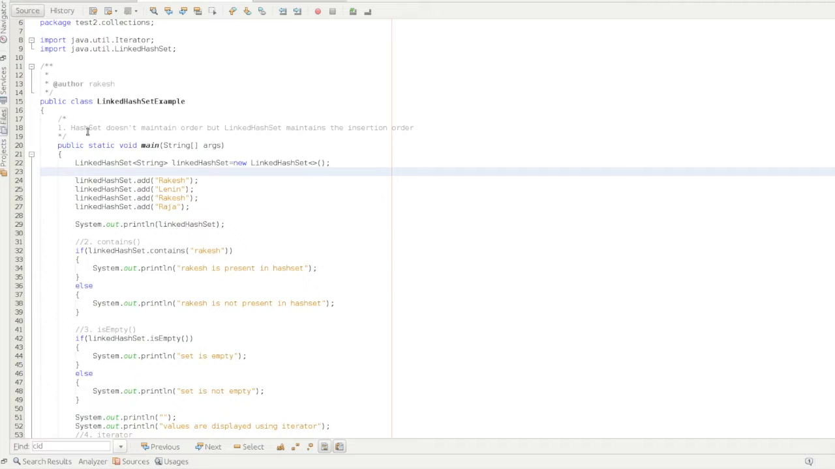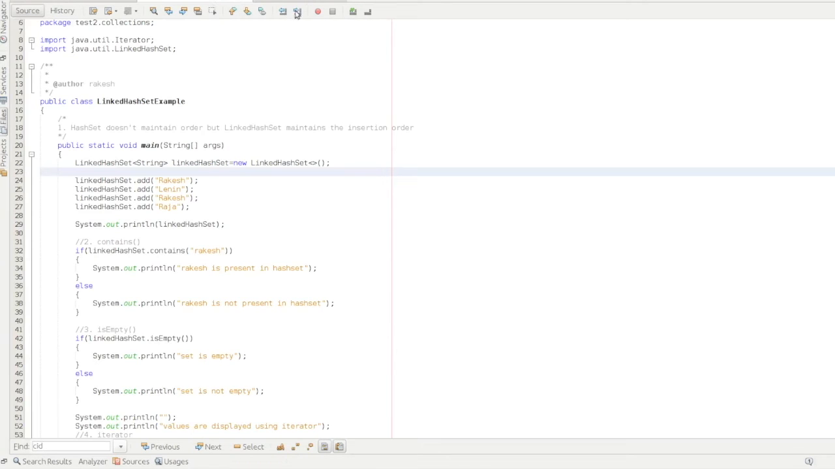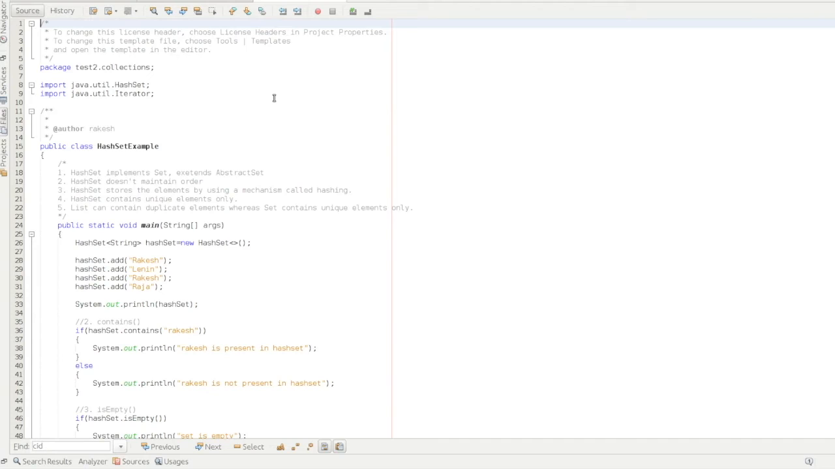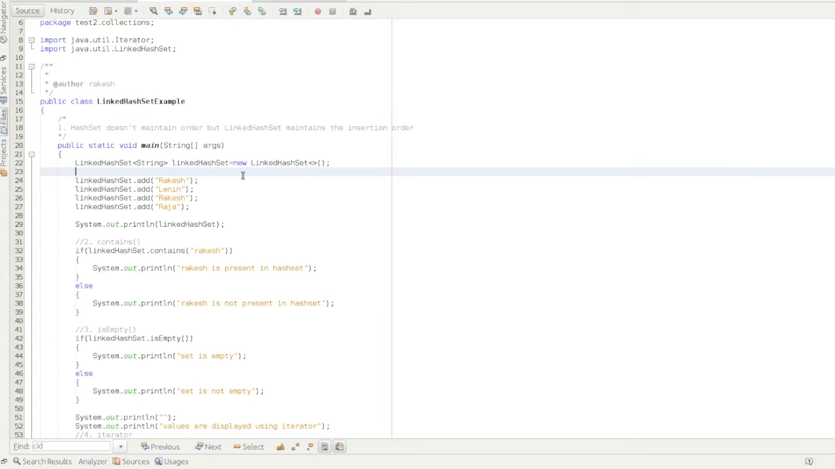The major and only difference between the HashSet and the linked HashSet is that HashSet doesn't maintain the insertion order, whereas linked HashSet maintains the insertion order. Here, Rakesh, Lenin, Rakesh and Raja. If we run this code, we will see Rakesh, Lenin and then Raja. Suppose if you run the same thing using HashSet, what we will see is Raja, Lenin, Rakesh. The reason behind this is that linked HashSet always maintains the insertion order. So that's the major difference between the linked HashSet and HashSet.